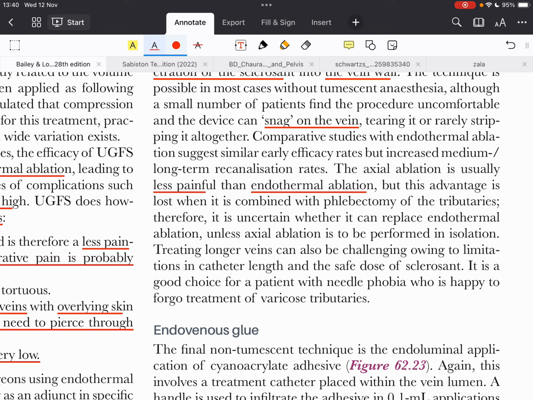Treating longer veins can also be challenging owing to limitation in catheter length and the safe dose of sclerosant. It is a good choice for a patient with needle phobia who is happy to forgo treatment of varicose tributaries.